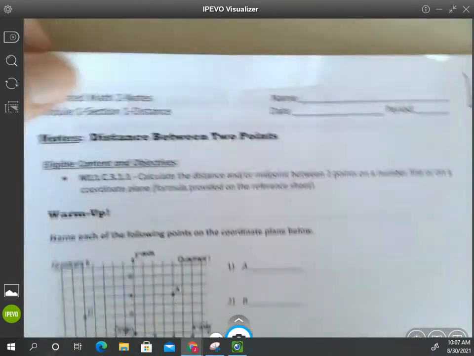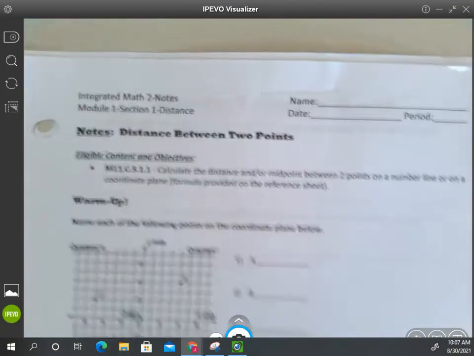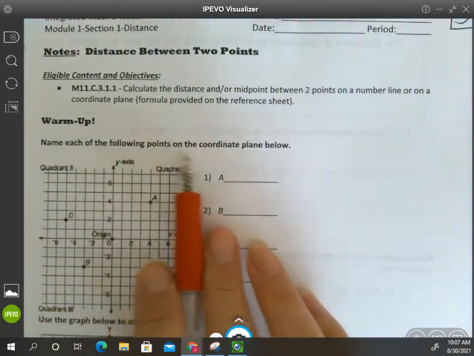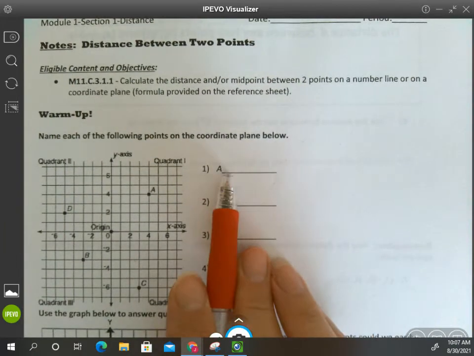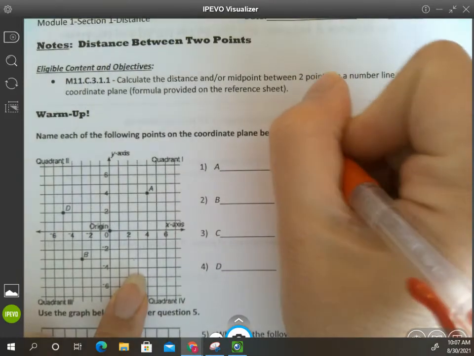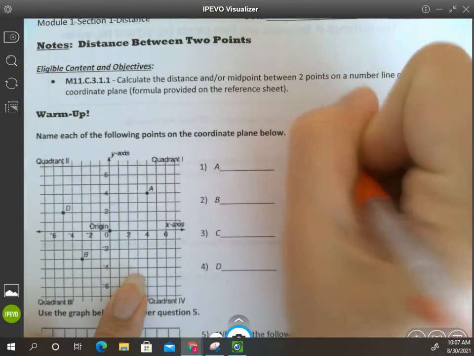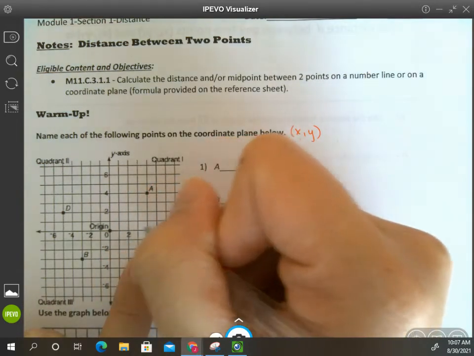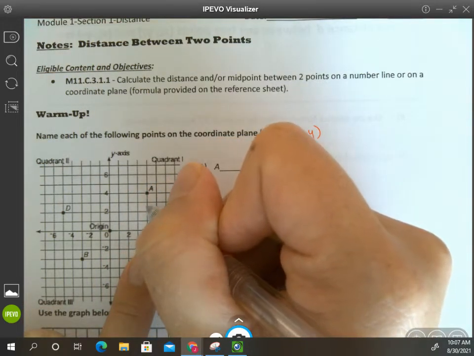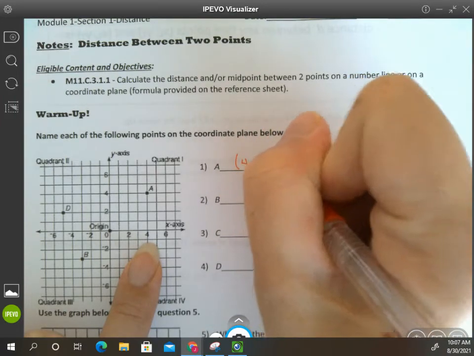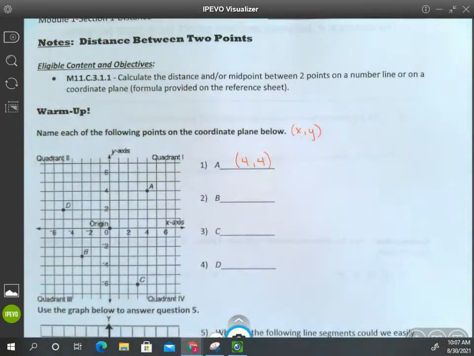So before we get into the distance, let's do a little bit of warm-up. It says name each of the following points on the coordinate plane below. So we did this the other day. Point A, remember ordered pairs always go X and Y. So the X value is 4. So we're going to go over 1, 2, 3, 4. The Y value is 1, 2, 3, 4. So write your ordered pair as (4, 4), and make sure you're using your parentheses. Okay?